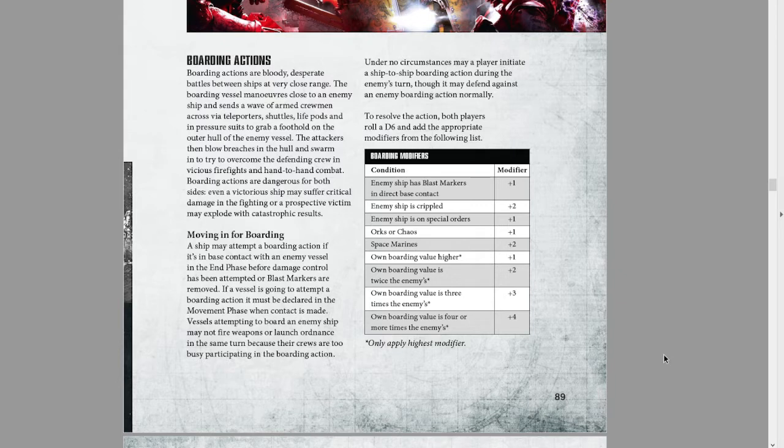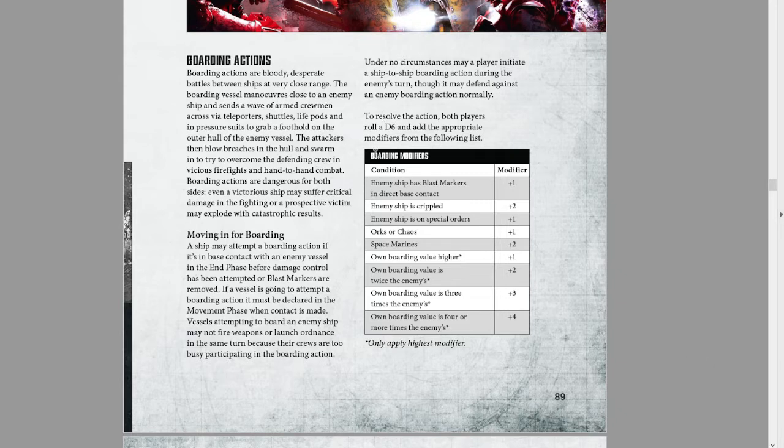Now, an important thing to note. Remember, you move in the movement phase and you declare a boarding action. Then you may not shoot anything. You may not launch anything. That ship is effectively in stasis. It cannot do anything but the boarding action. Then it ultimately boils down to a roll of a d6 with some pretty hefty modifiers.